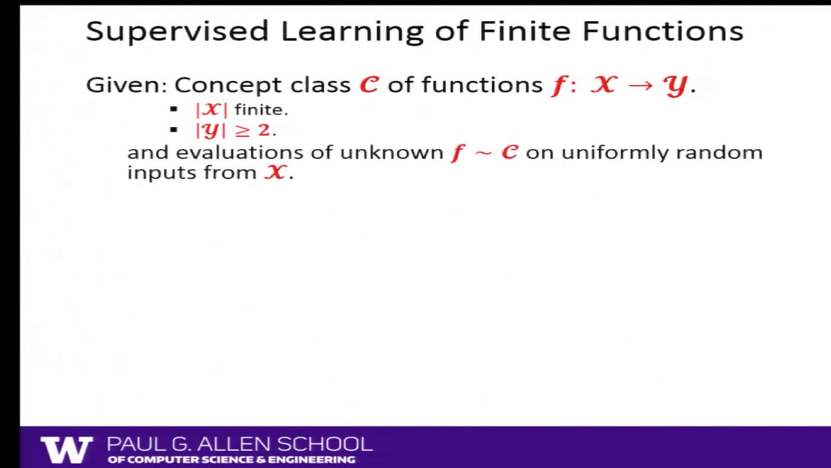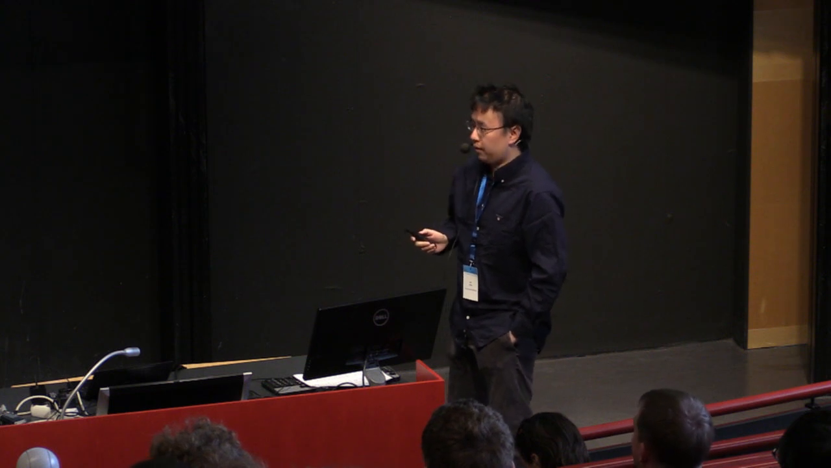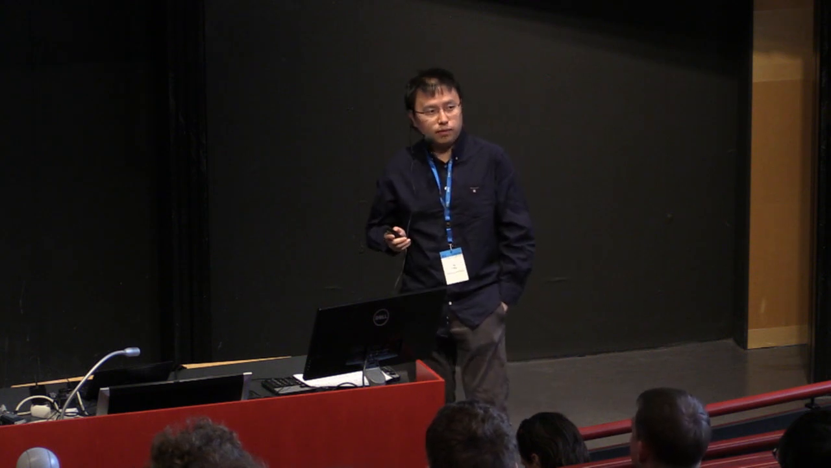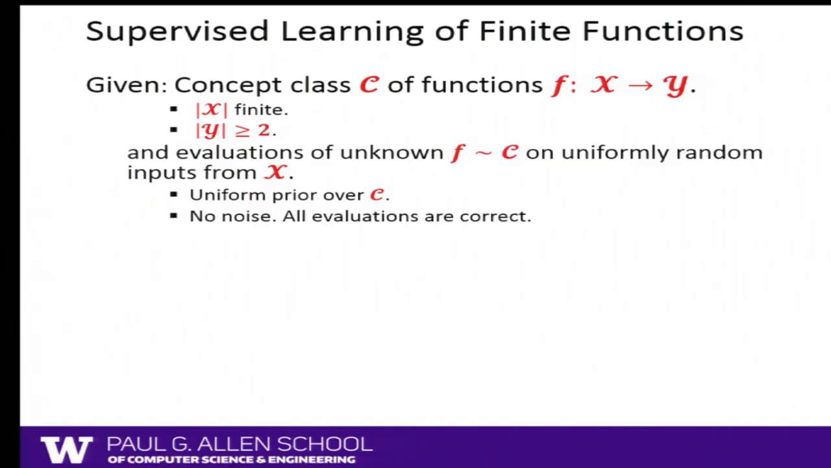We are also given evaluations for some unknown function f on uniform random inputs. Here, we have a uniform prior knowledge on the concept class C. So at the beginning, we don't have any preference for the function f. And all the evaluations are correct.